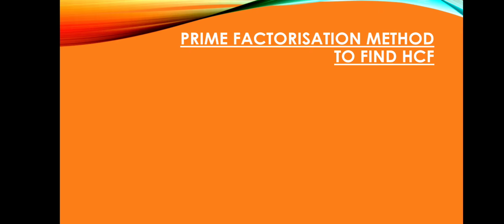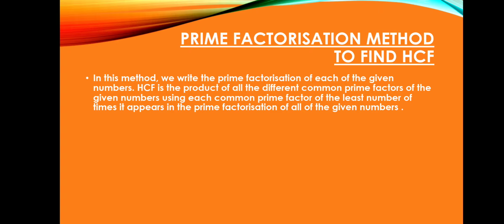Now, prime factorization method to find HCF. In this method, we write the prime factorization of each of the given numbers. Then HCF is the product of all the different common prime factors of the given numbers, using each common prime factor the least number of times it appears in the prime factorization of all of the given numbers.